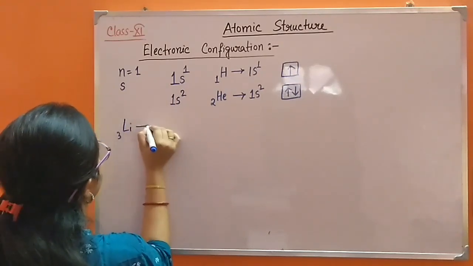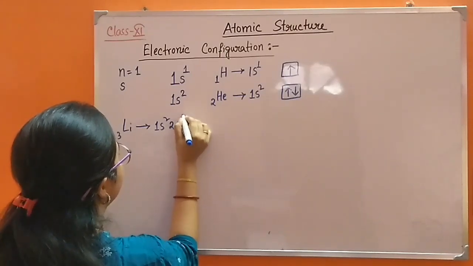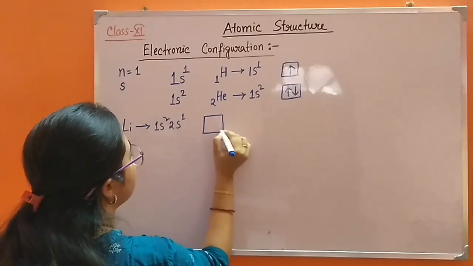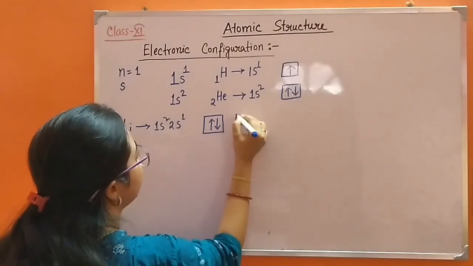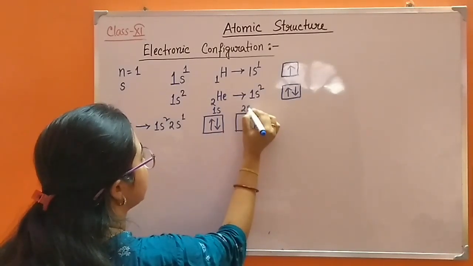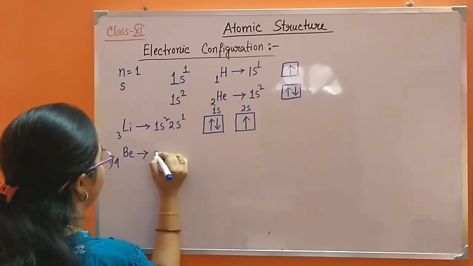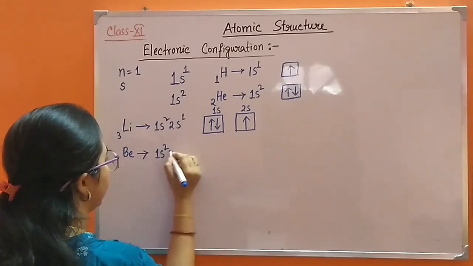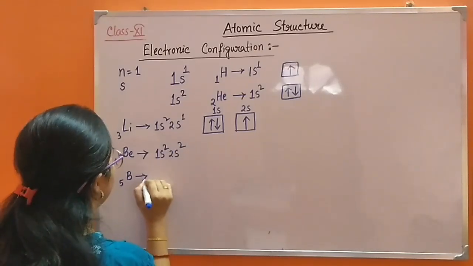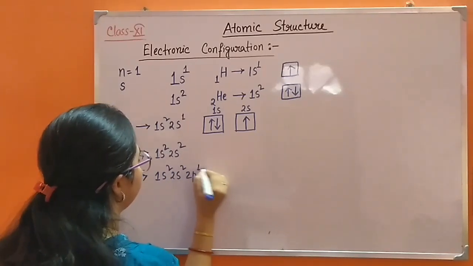Lithium, the electronic configuration is 1s2, 2s1, total 3 electrons. In the 1s orbital, 2 electrons, and in the 2s orbital, 1 electron. This is 1s, this is 2s. Beryllium, atomic number 4. Electronic configuration is 1s2, 2s2. Boron, electronic configuration is 1s2, 2s2, 2p1.